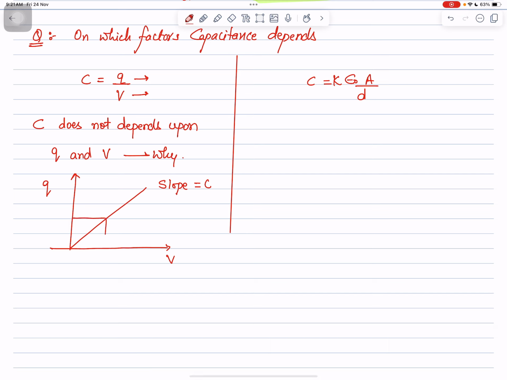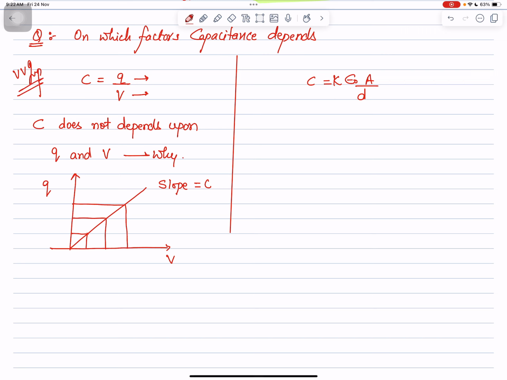At this point you have the same ratio, at this point you have the same ratio, at this point you have the same ratio. It means if one value, let's say charge, is increasing, in the same proportion V is also increasing. If charge is reducing, then V is also reducing. In that case, the capacitance C remains the same. So there is no impact on the value of C because of Q, charge, and the potential difference. This is very, very important.